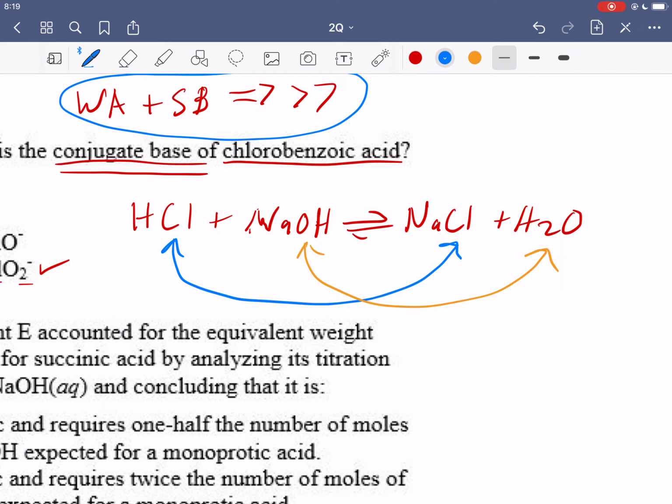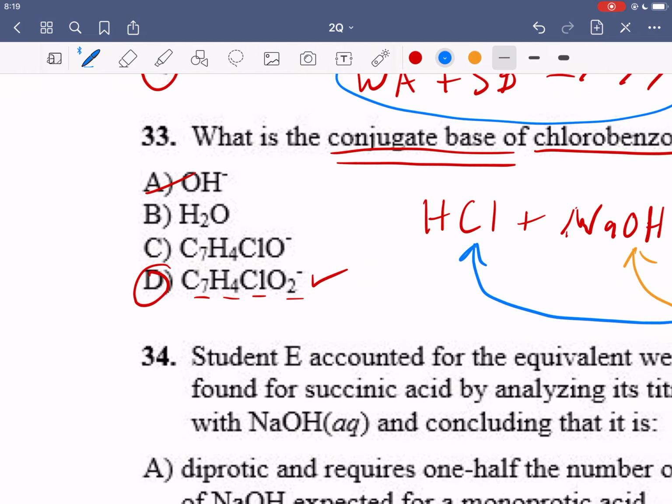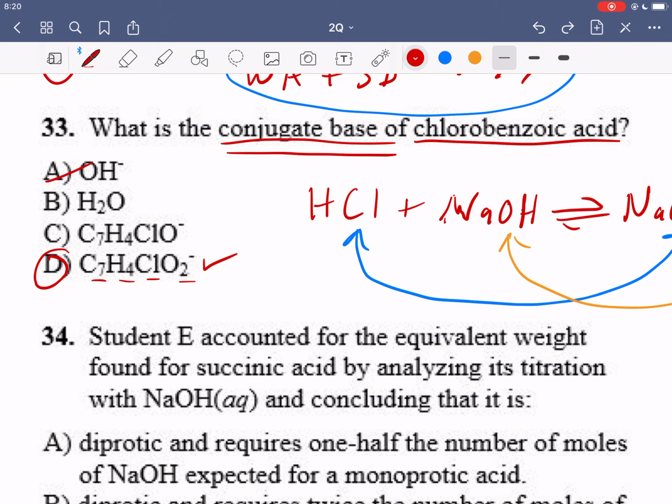The OH from the NaOH is a base on the left side, and then on the right side, it's going to act as an acid. It's OH minus, right? But then it's OH minus plus another H, so it's going to lose one of those H's, acting as an acid. So from option A, that OH minus is actually the base form of NaOH. It's the conjugate base to water, but it's not the one for chlorobenzoic acid, and it's not the water either. So remove that answer option.